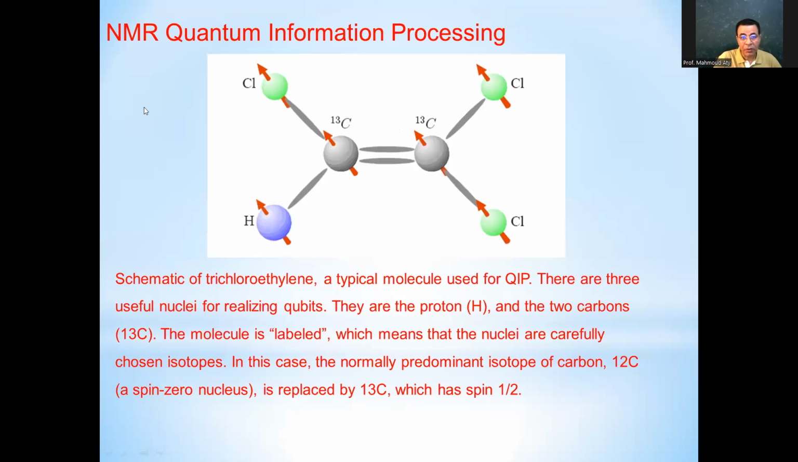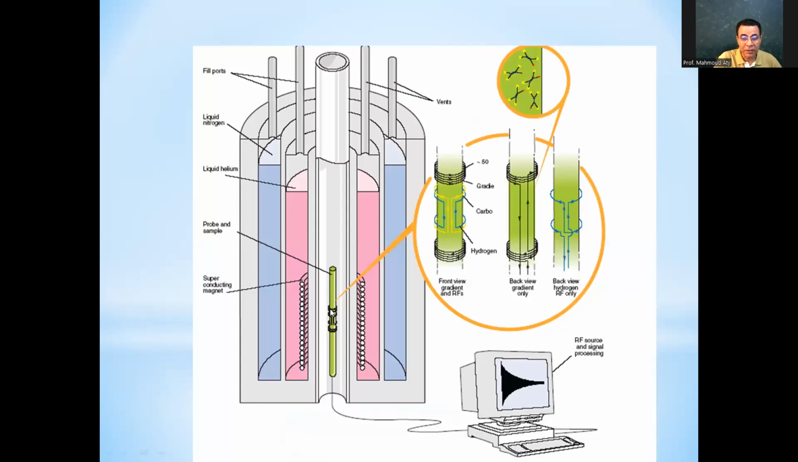Also when we consider NMR quantum information processing, this system is a typical molecule used for QIP. There are 3 useful nuclei for realizing qubits. They are a proton H and 2 carbons, 13C. The molecule is labeled, which means that the nuclei are carefully chosen isotopes. In this case, normally the predominant isotope of carbon is 12C, as in the benzene nucleus. Also in NMR, this is the case of an NMR experiment.